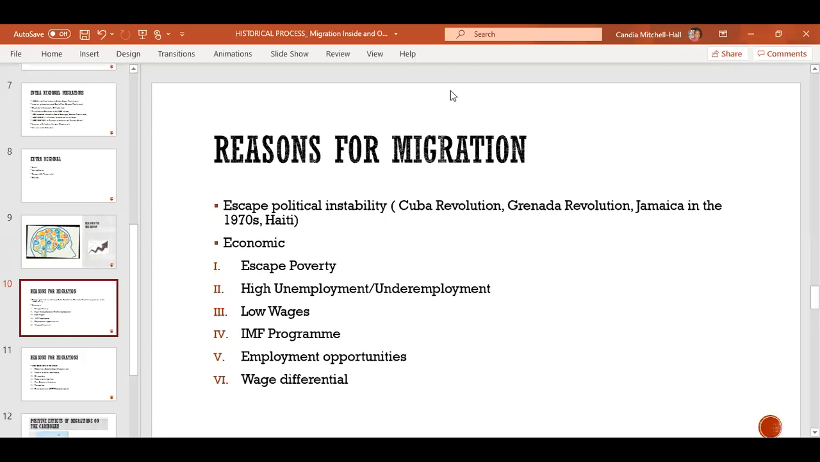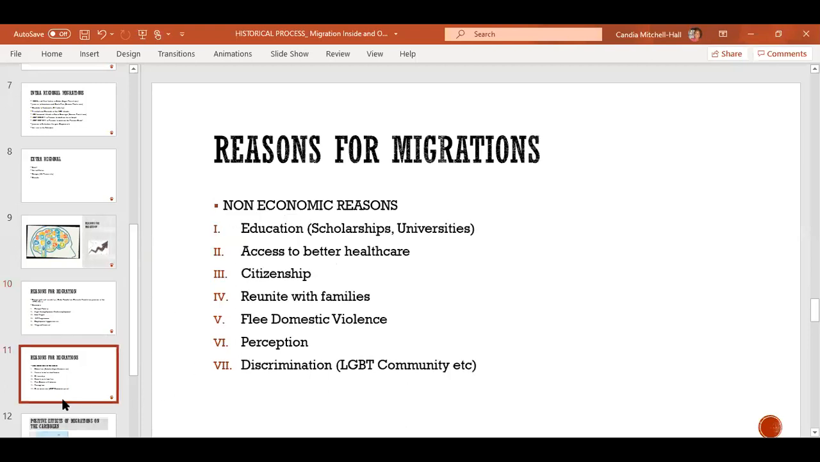Another is wage differential, meaning that the wages in the US and in Canada are much higher than in the Caribbean. So that's why you have a lot of teachers and nurses who are leaving the Caribbean to go to the US, Canada, or the UK to work. All right? So these are the economic reasons why people migrate.